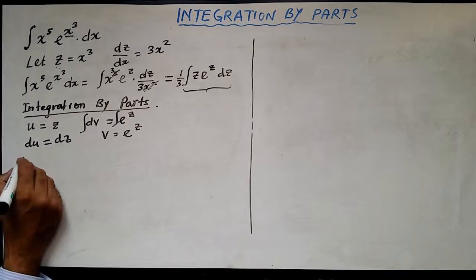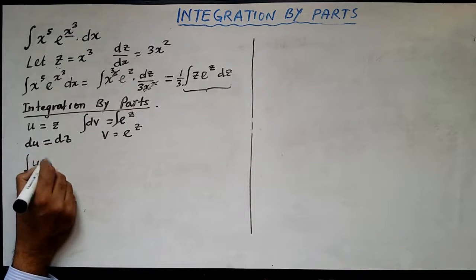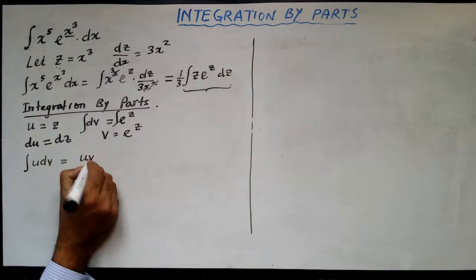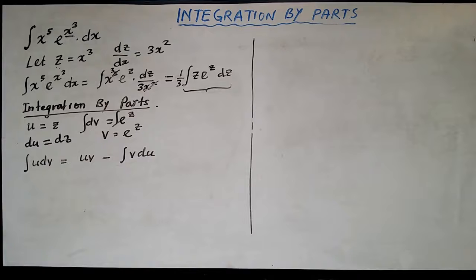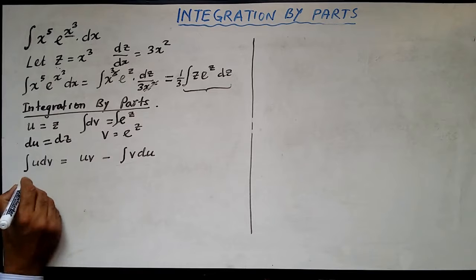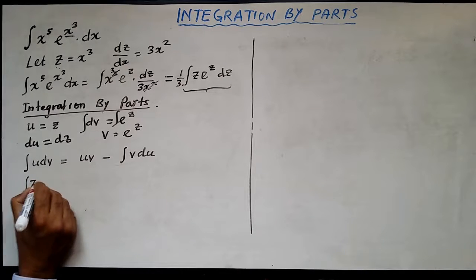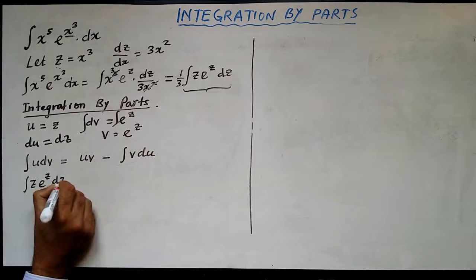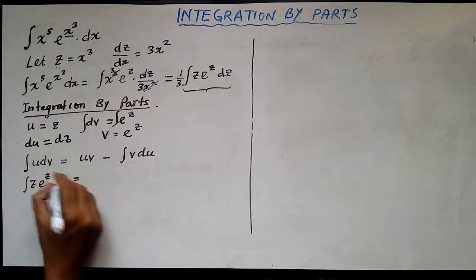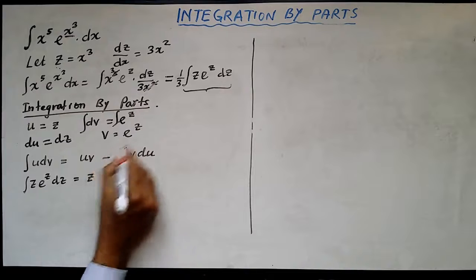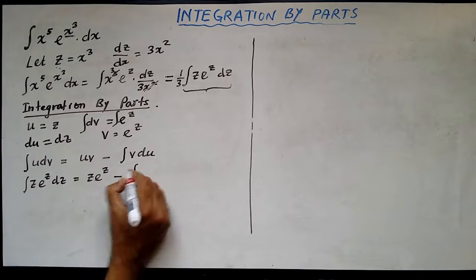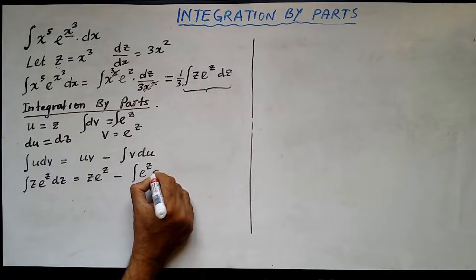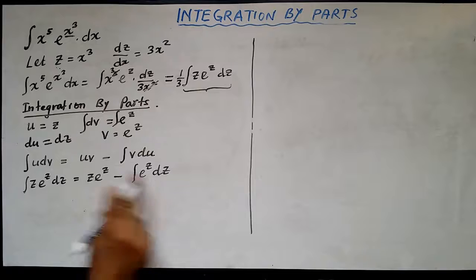Okay, now we apply the formula for integration by parts: integration of u dv is equal to uv minus integration of v du. So let's see this one. The integration of z e to the power z dz is equal to uv, where u is z and v is e to the power z, so we already have that. And what is v? v is e to the power z, and we know du is dz.